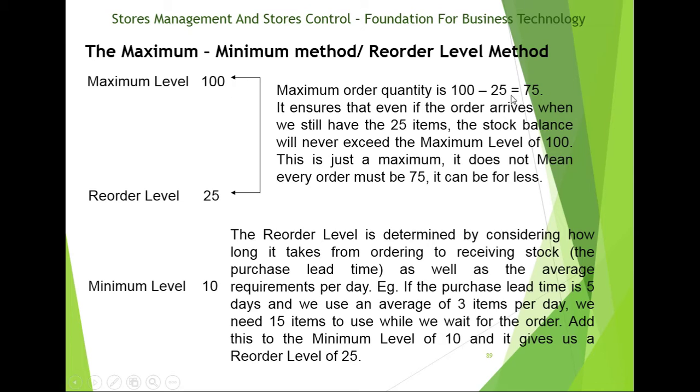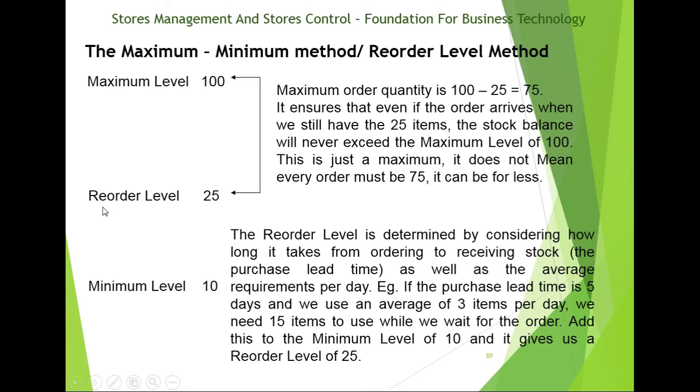Because if, for example, we ordered 76 items, and then after placing the order, nobody uses the item, then we receive the 76 items, the total will now be 101. So the maximum order quantity must be such that this maximum level will never be exceeded. So we set our maximum order quantity as 75.